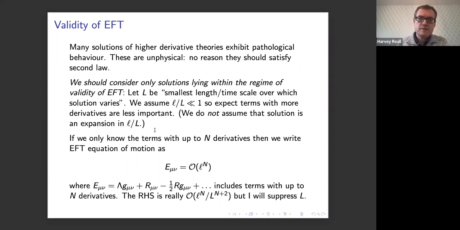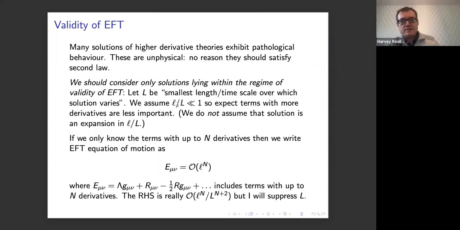So more precisely what I mean by that is if we define capital L to be the smallest length or time scale over which the solution varies, then this could be, for example, the size of the black hole, or it could be some dynamical time scale associated perhaps to a quasi-normal mode or something like that. But the important thing is we assume that this length scale, time scale is large compared to our UV scale little l, and that's just a standard EFT assumption.